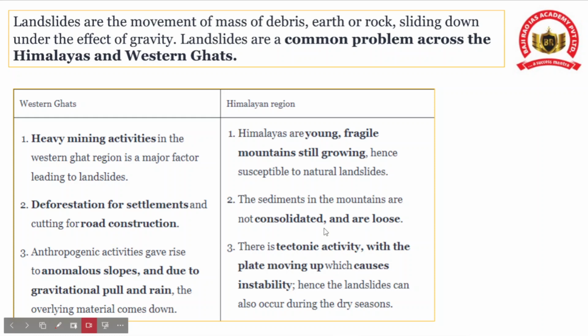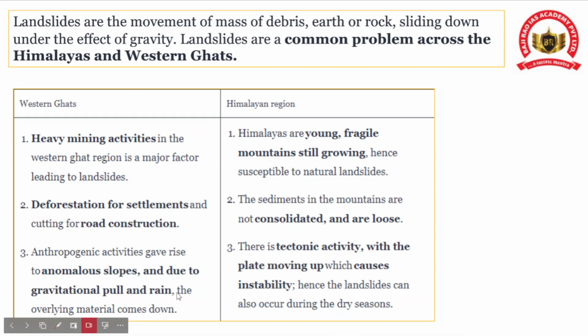That results in landslides. Third, anthropogenic activities gave rise to anomalous slopes, and due to gravitational pull and rain, the overlying material comes down. So, in Western Ghats, human activities are much more concentrated. There is a high number of human activities in Western Ghats, which is an ecologically sensitive region. Even though it is ecologically sensitive, these anthropogenic activities have been making Western Ghats more and more susceptible to landslides.